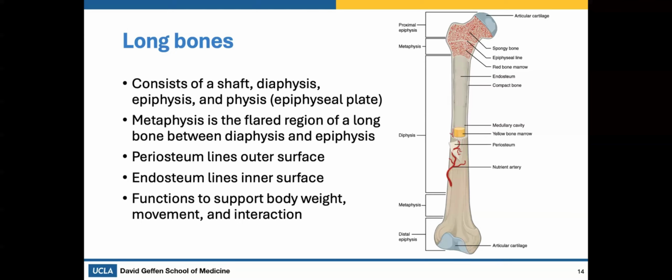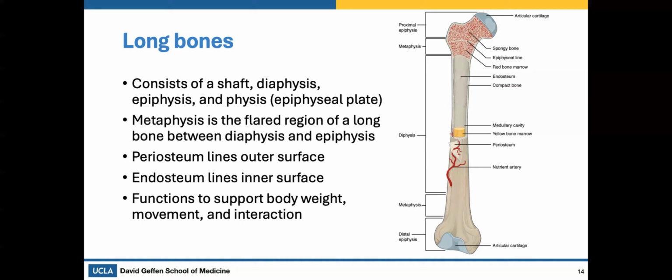The metaphysis is the region between the diaphysis and the growth plate, or the epiphyseal plate. The epiphyseal plate is a thin disc of cartilage that allows the bone to grow longer. This is also known as the growth plate. And the medullary cavity, which you can see on the screen here, is the inner cavity of the bone that contains the bone marrow.